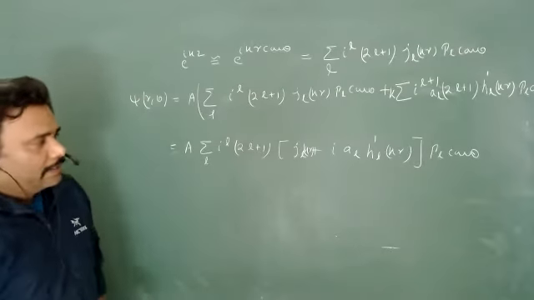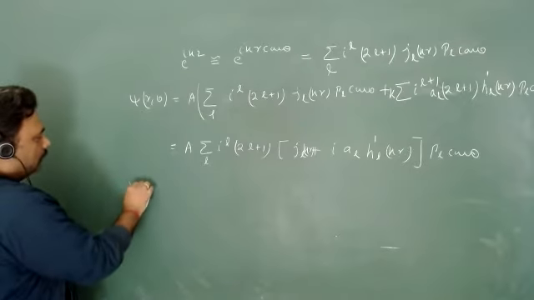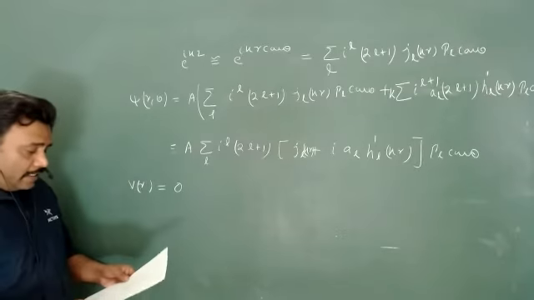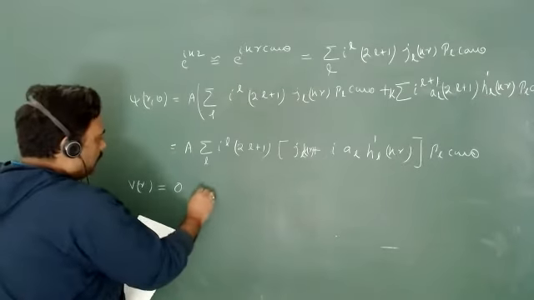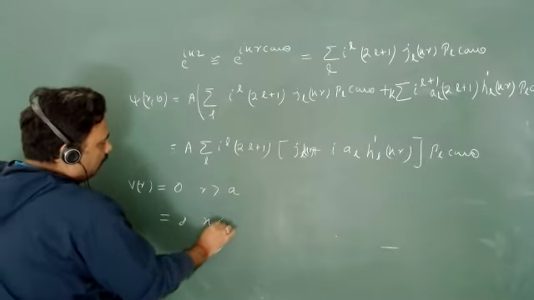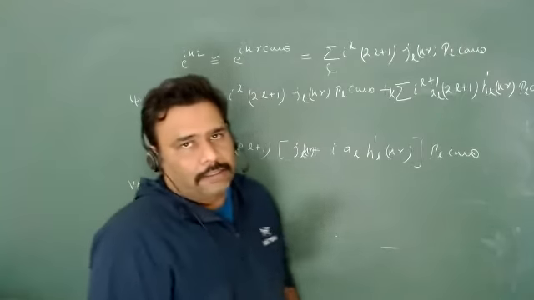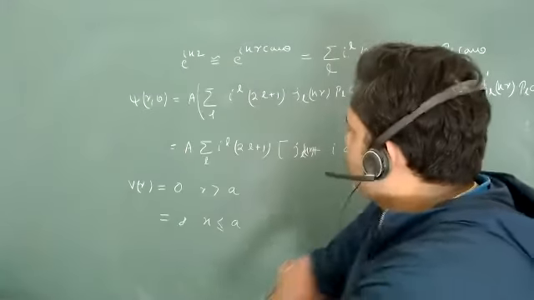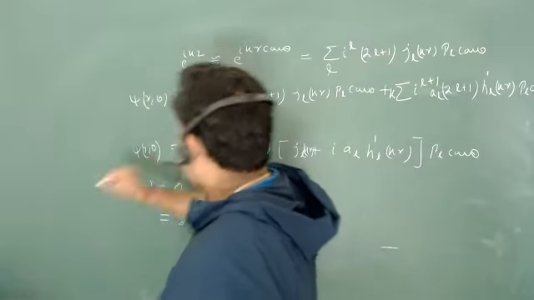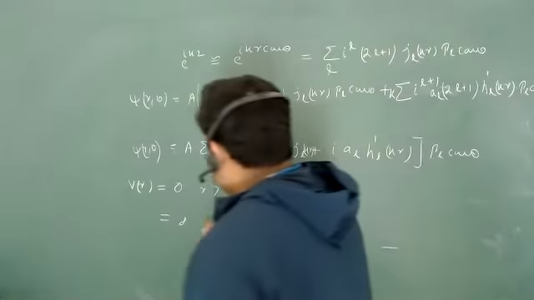We have made a trick. Now we can try to solve one problem. What is my potential? This is a hard sphere. So the potential is equal to 0 if r is greater than a, and infinity if r is less than a. Then we have to calculate the total scattering cross section. Can I solve this thing?